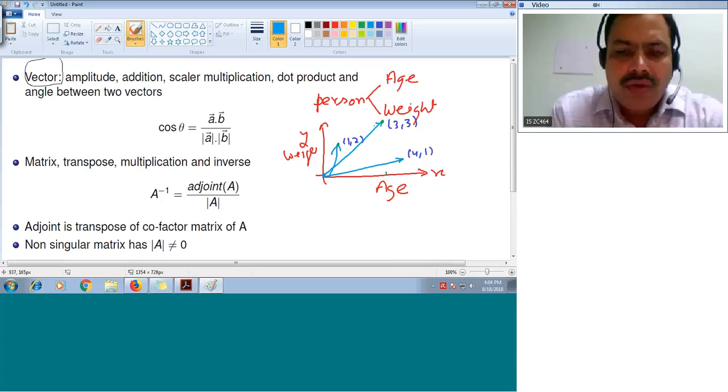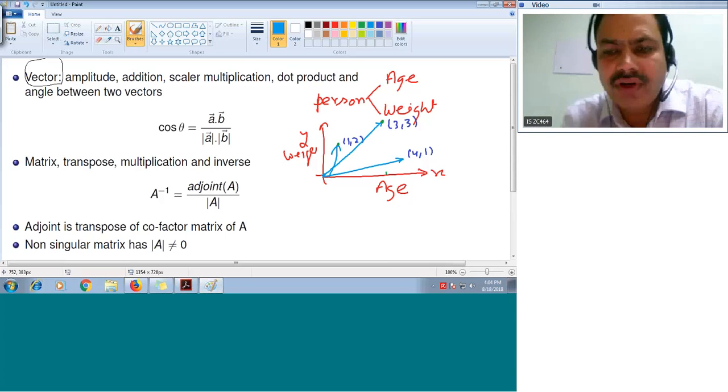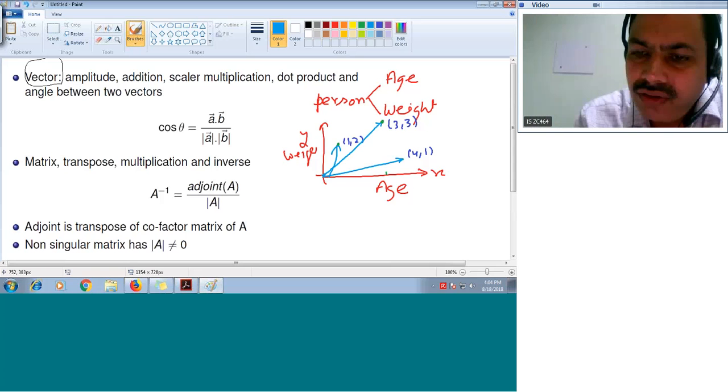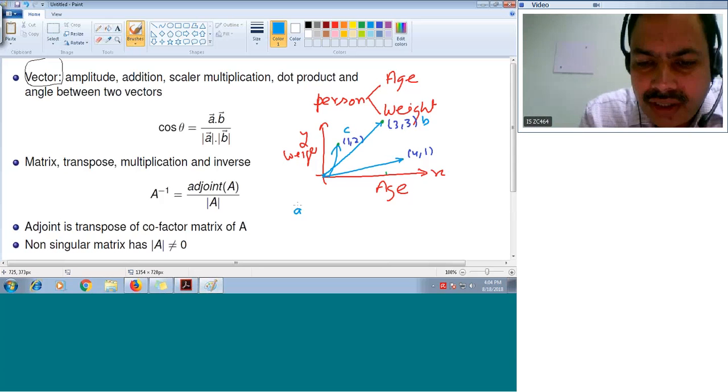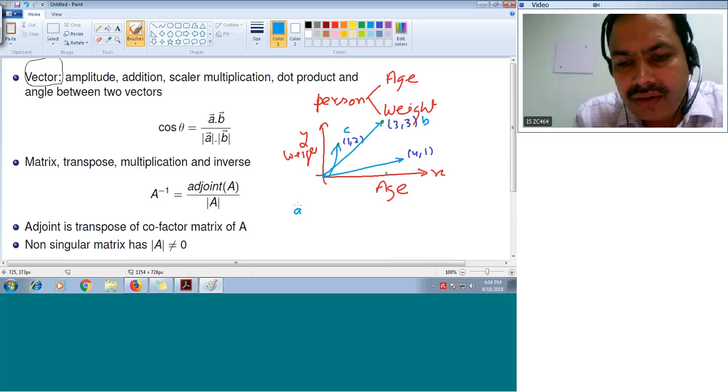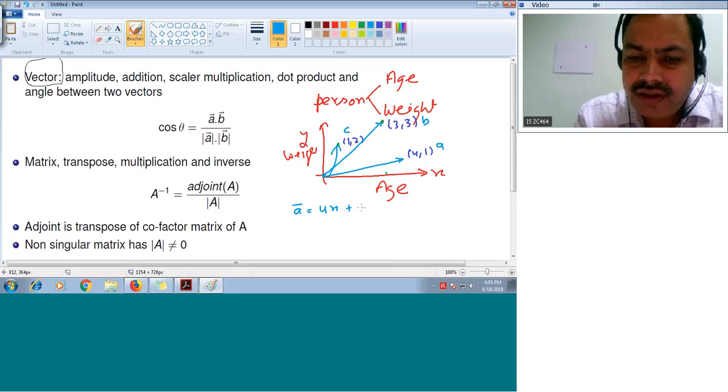So the typical representation for a vector is that you can say this is vector A, this is vector B, and this is vector C. You can say that vector A, and we put a bar on this, is 4x plus y. So you can say this is a vector. Similarly, B is another vector, and B could be 3x plus 3y.